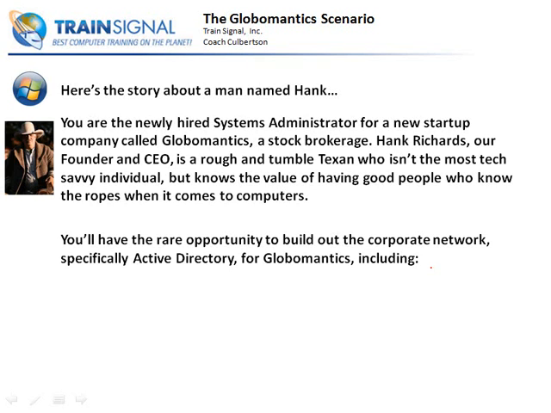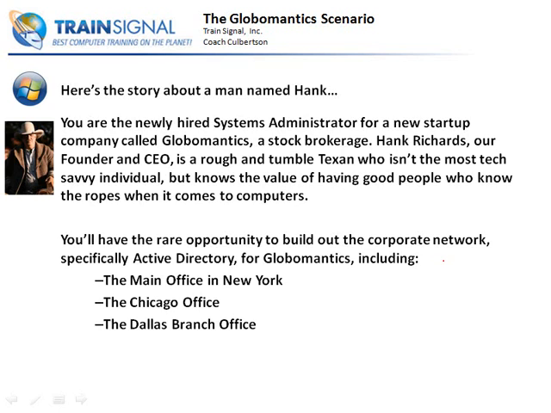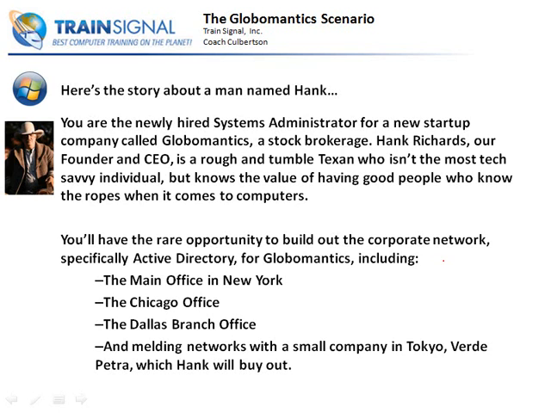You're going to be building out especially the Active Directory for Globomantics. And we're going to be building it out for the main office in New York, the Chicago office. We're going to be building a Dallas branch office for a small amount of people. And also, we're going to be melding networks between Globomantics and a small company, Verde Petra, out of Tokyo, which we're going to find out later on that Hank is going to buy.